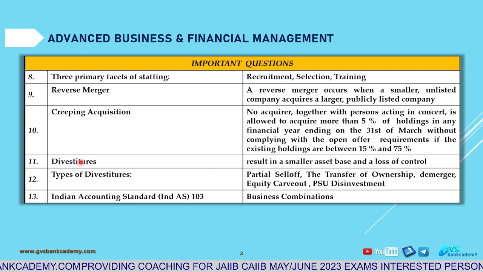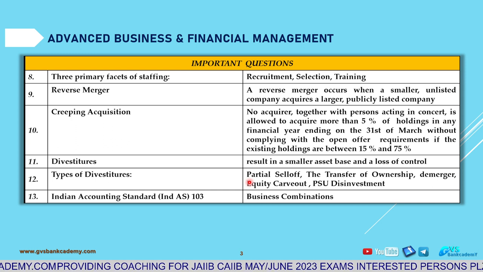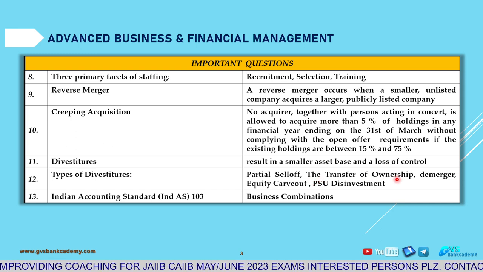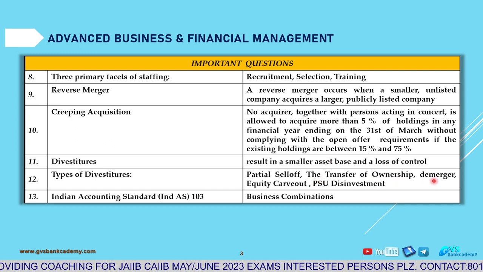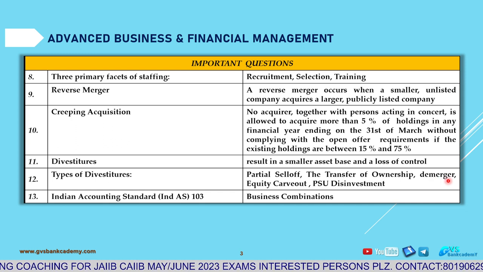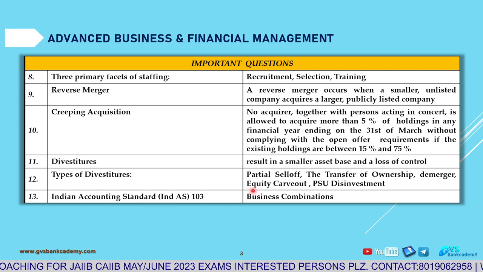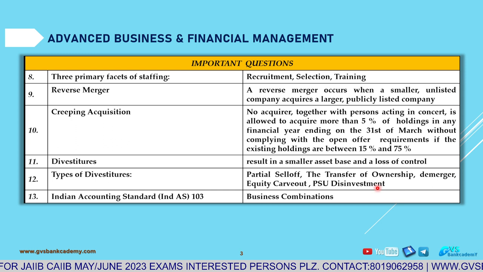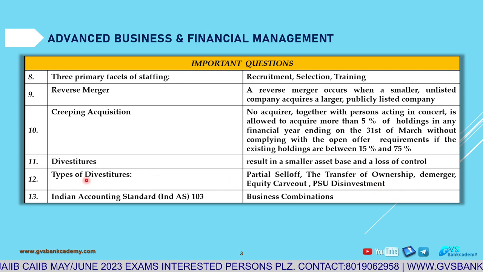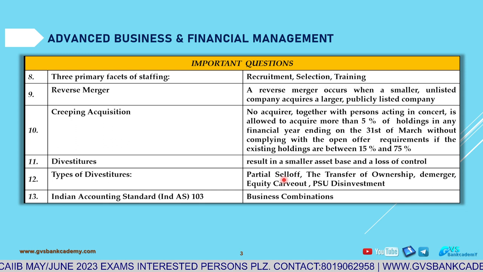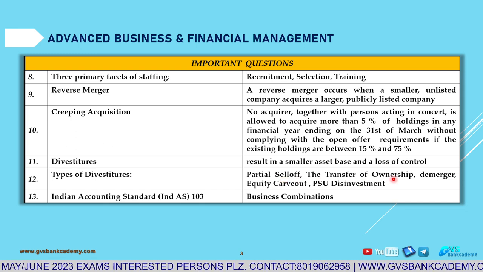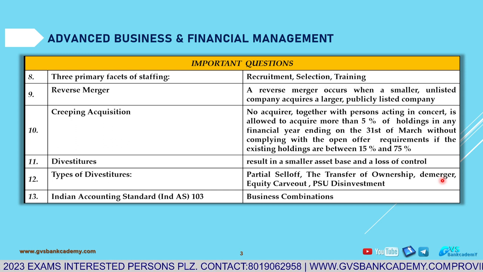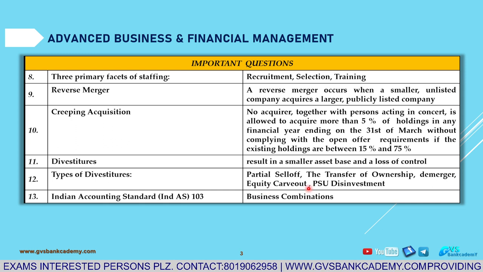Partial sell-off, where they sell part of the company and transfer the ownership partly. Demerger, where they demerge the company with others. Equity carve-out, where they transfer part of the equity to others. And PSU disinvestment. All these come under types of divestitures. Merger means clubbing, demerger means delinking.